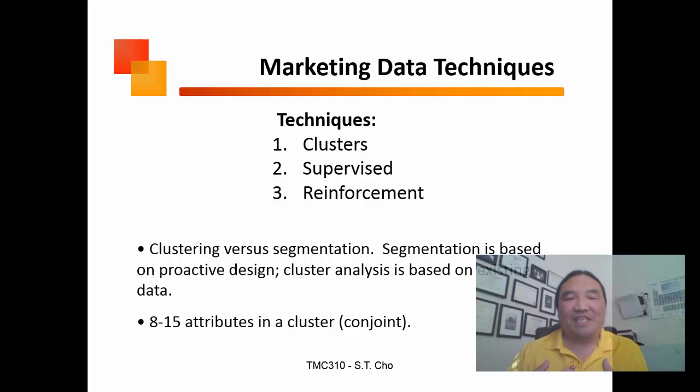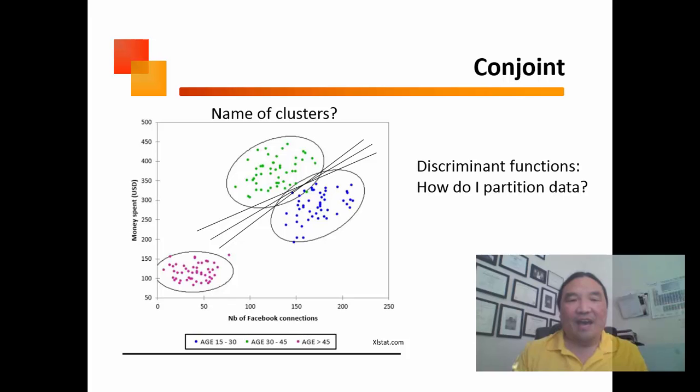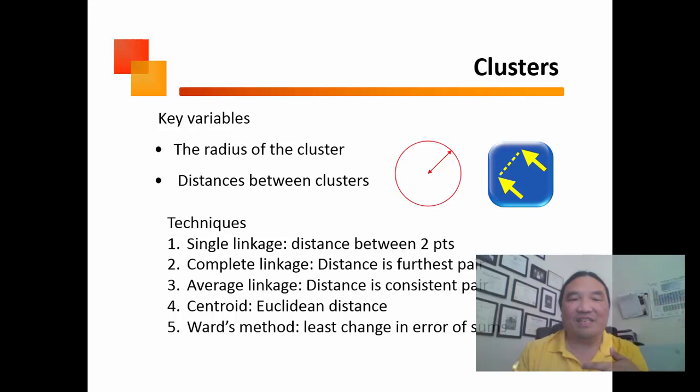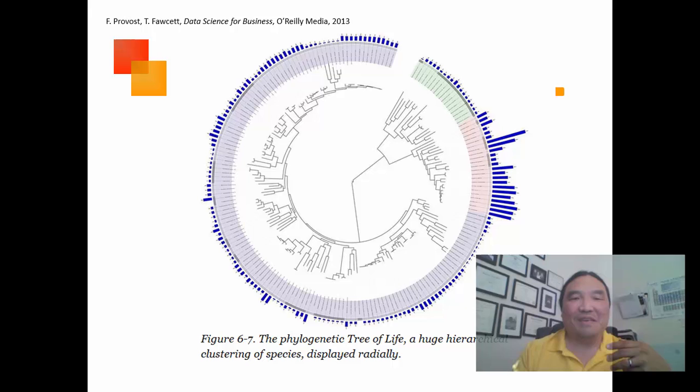Clustering versus segmentation. Basically, segmentation is a proactive design, whereas with clustering, you have this data and you're trying to find the patterns. And we've talked about this before in terms of what functions impact, and how you can find clumps of data together. This is in your book. I'm not going to go over it, but it's the definition of how mathematically they find clusters. Am I going to quiz you on it? Nah. I just want you to be exposed to it.